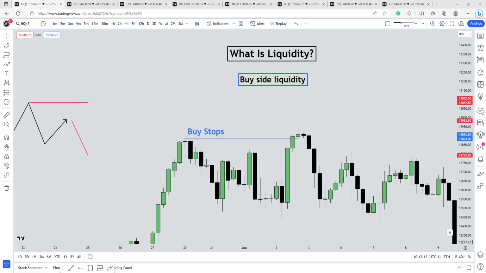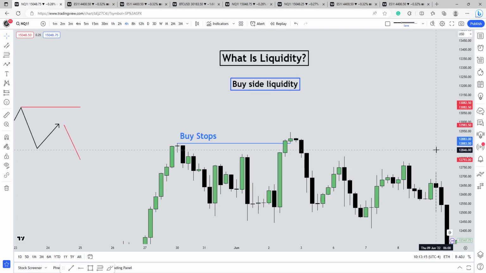Hello everyone, in this lesson I'm going to be covering liquidity and fair value gaps. I'll be going over everything you need to know about them in great detail, and this will be a very beginner friendly video. Let's dive straight into it.